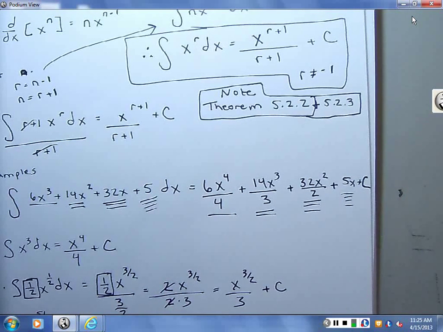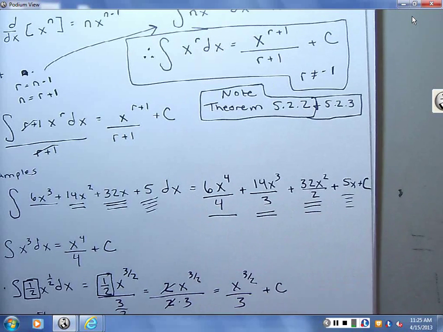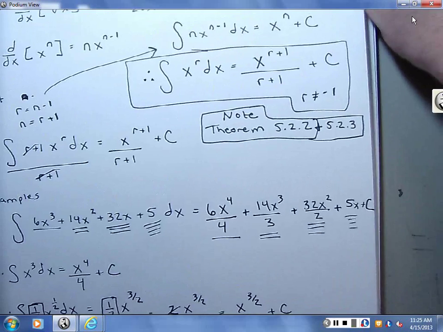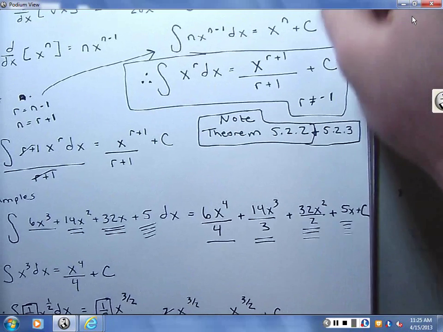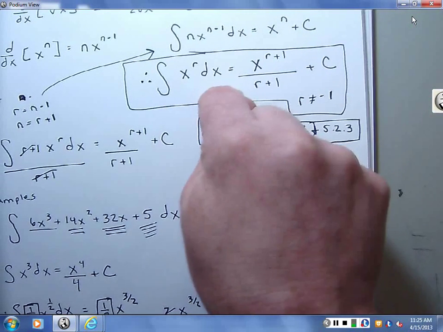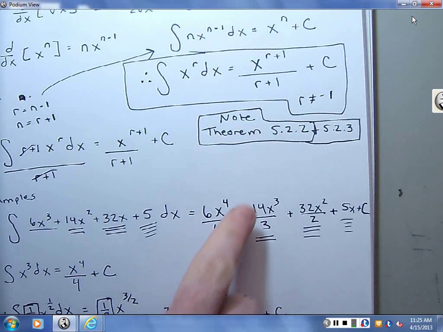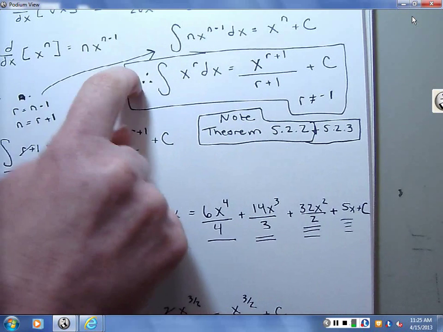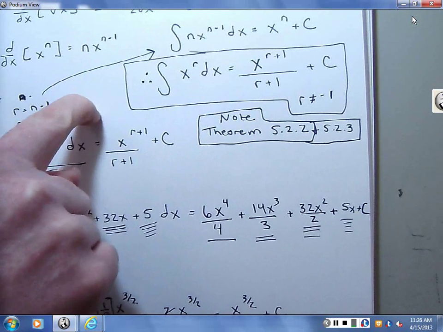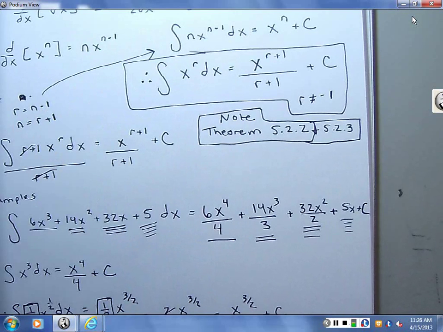Yeah, you could simplify 4 over 6 and 32 over 2. It's okay to do that. It doesn't change anything. So what I'm trying to get at is this is really powerful for any x to a power. If I give you any constant times x to a power that's anything other than minus 1, you should be able to apply this theorem. So you take the power, you add 1, and divide by that new power, and then deal with the constant that's out front.